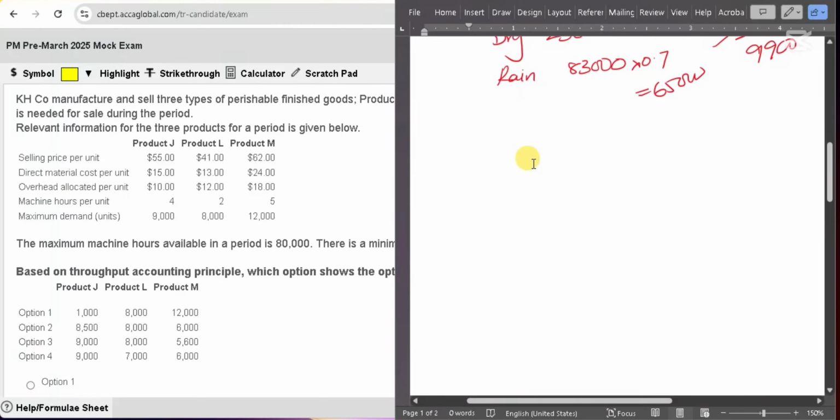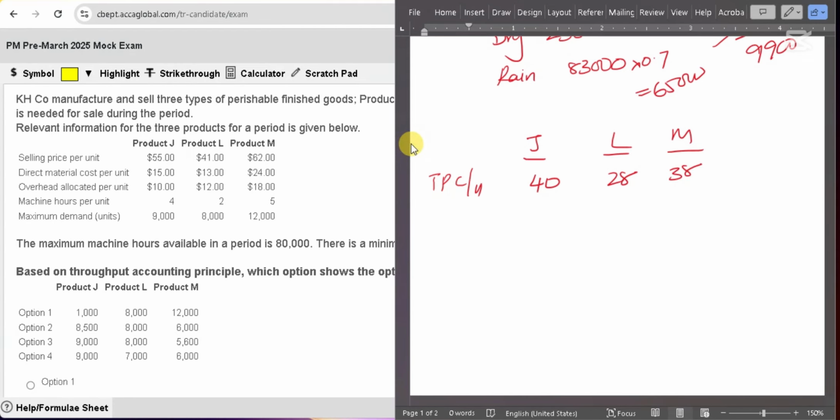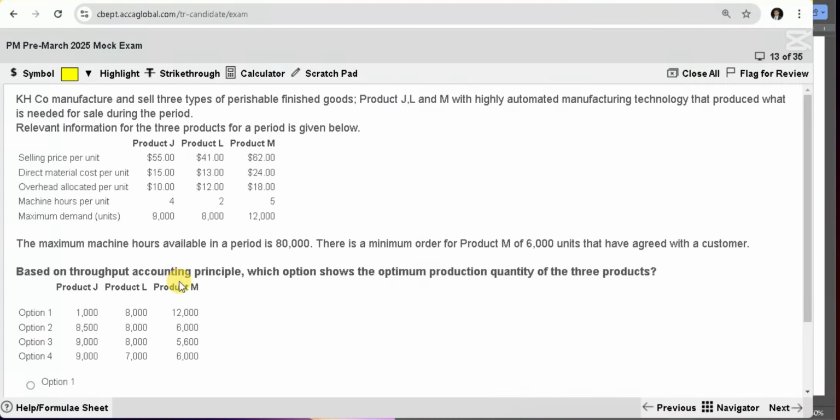Right. In throughput accounting, for J, L, M, selling price minus material cost is going to be the throughput contribution per unit. 55 minus 15, 40. 41 minus 13, 28. 62 minus 24, 38. Contribution is ready. I need to prioritize.